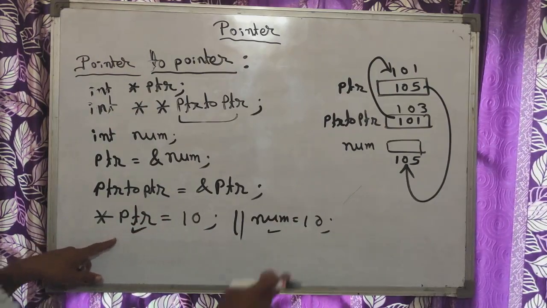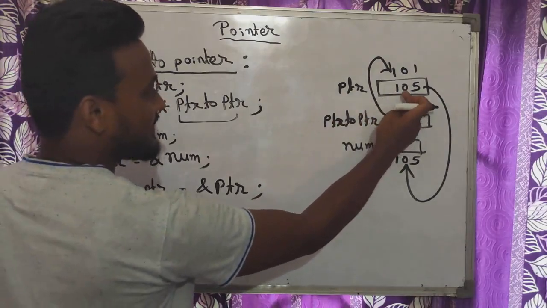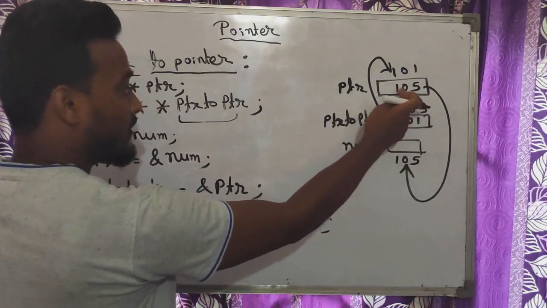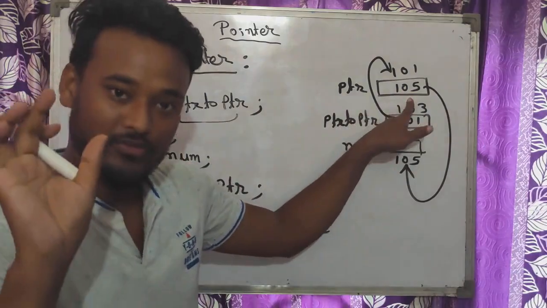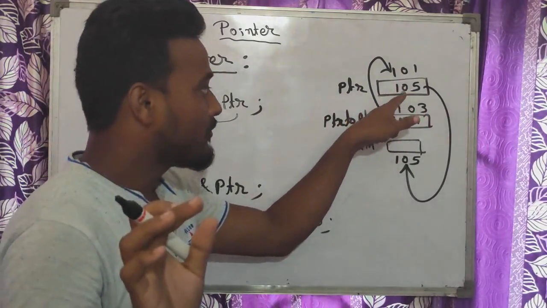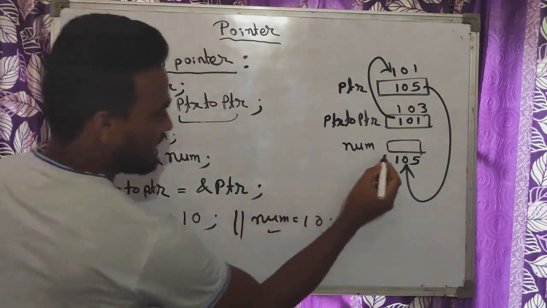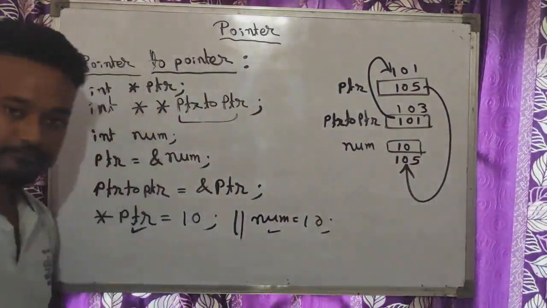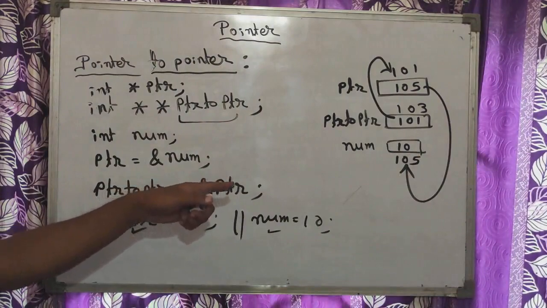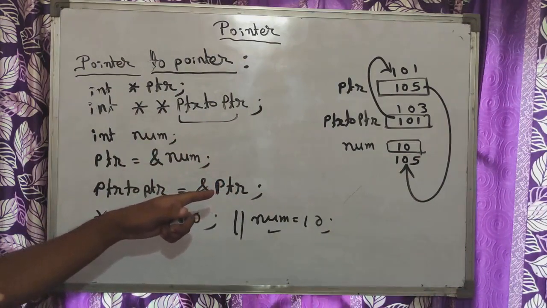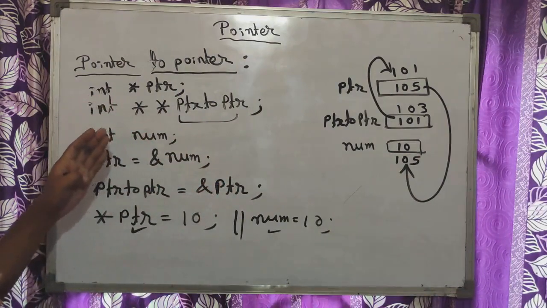So when we write *ptr = 10, it means you can see here ptr is holding the memory address 105. So inside ptr only a memory address will be there, the address of the variable whose memory address is 105. So the actual value will be inside there. Clear? I think it is clear. In a simple way I am explaining to you all.